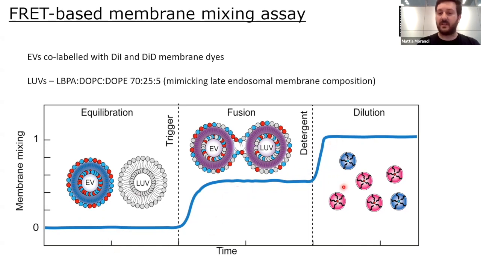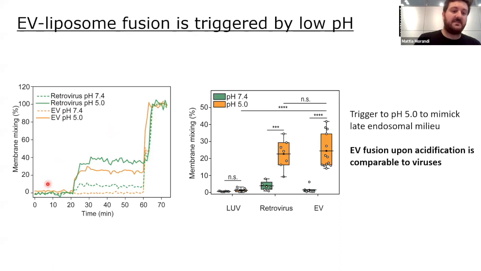So this is a typical kinetic profile of a membrane mixing assay, which is a proxy for fusion, and which has been extensively used as well for viral fusion. So if we now compare, using this assay, viruses and EVs, what we will see is that the profile looks very similar. There is no interaction prior to trigger. At physiological pH, there is minimal interaction for both of them, and this is the normalization with the detergent.